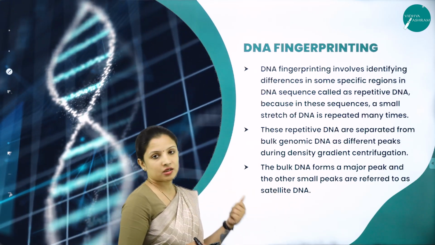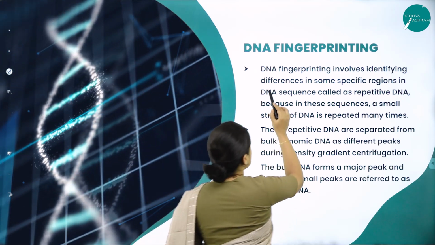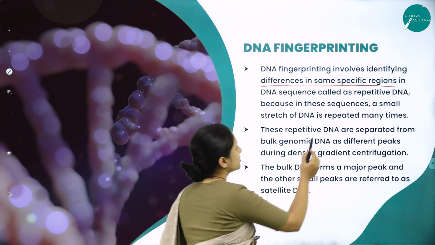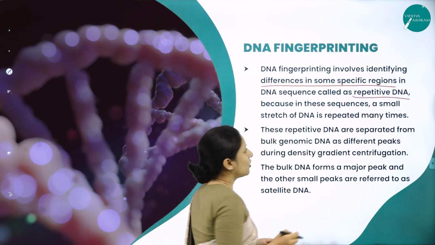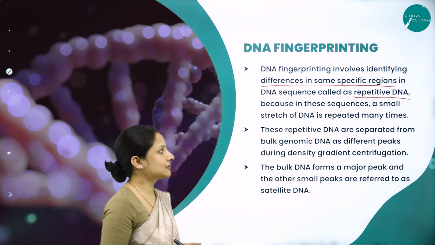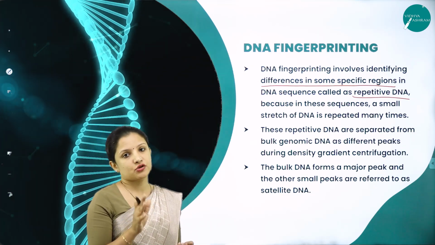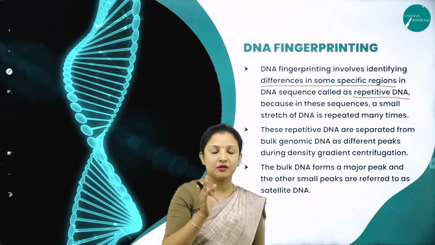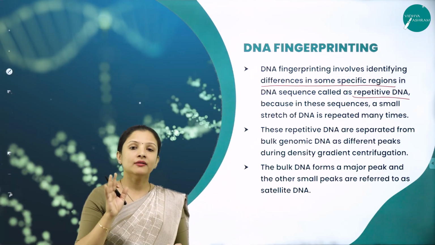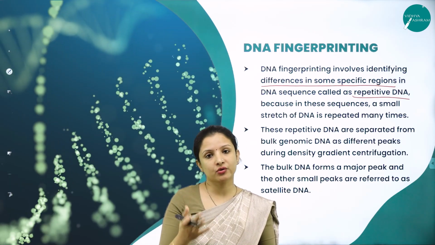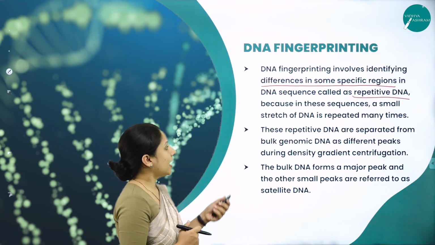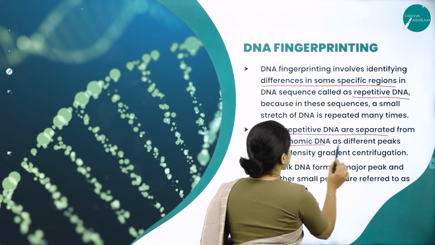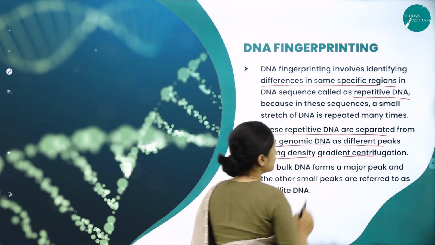The DNA fingerprinting technique involves identifying differences in some specific regions in the DNA sequences, which is called repetitive DNA, because these repetitive DNA sequences are nothing but a small stretch of DNA that gets repeated many times, and the repetitions can vary from one person to another, or there can be some alteration in the gene during the repetition process also. And these repetitive DNA are separated from the bulk genomic DNA as separate peaks during density gradient centrifugation.